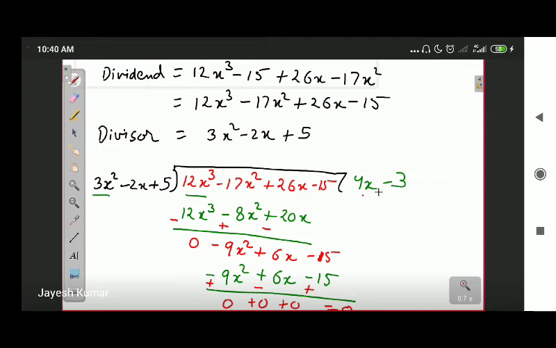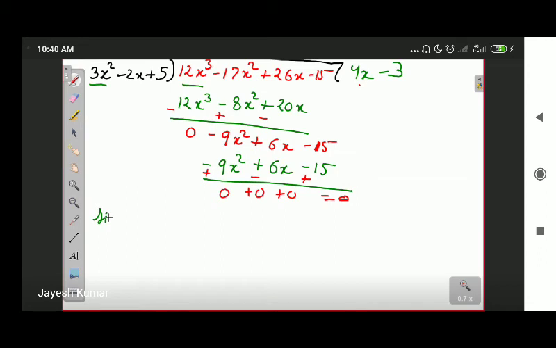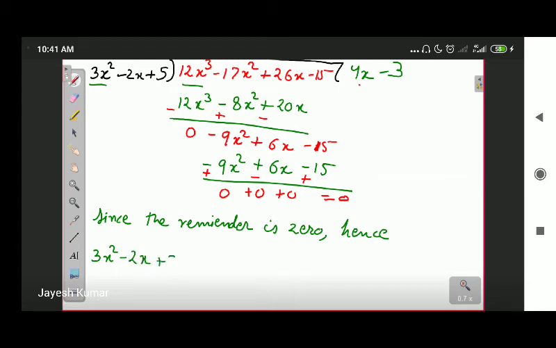So we did the division, and lastly we will write down: since the remainder is 0, hence this polynomial 3x square minus 2x plus 5 is a factor of 12x cube minus 15 plus 26x minus 17x square.